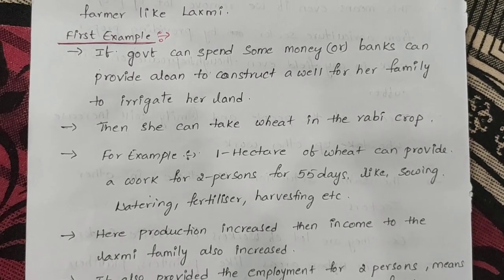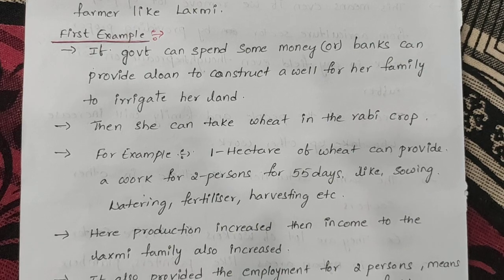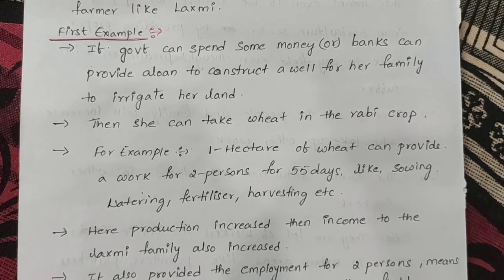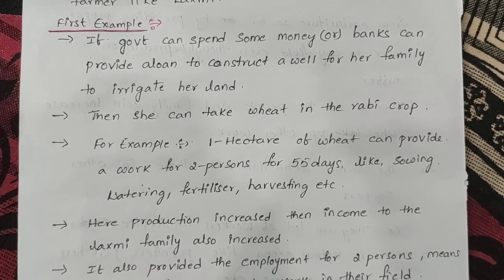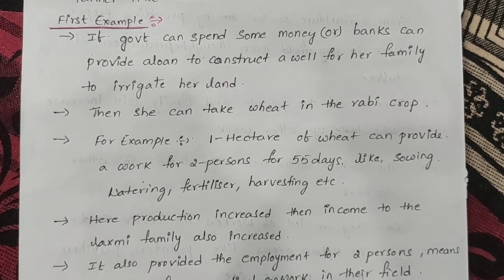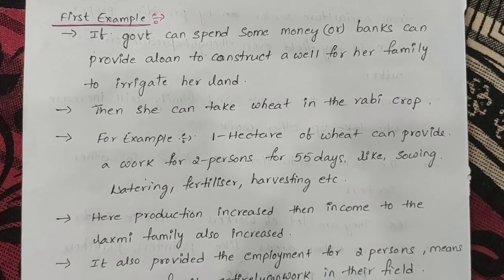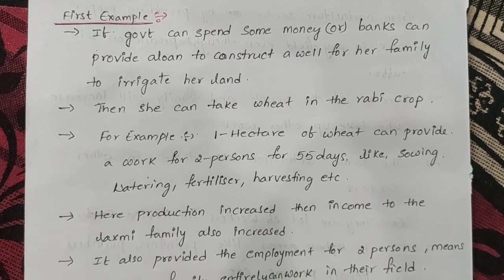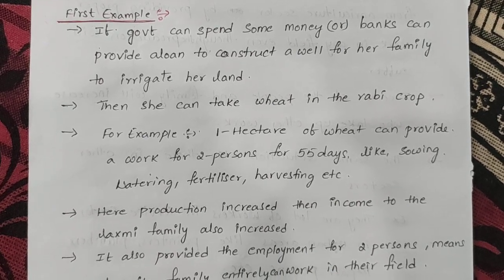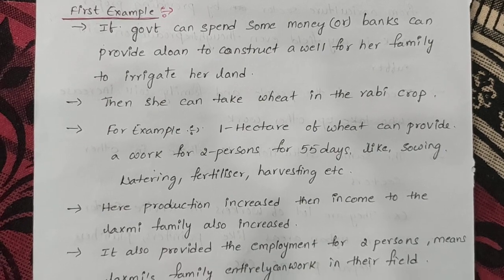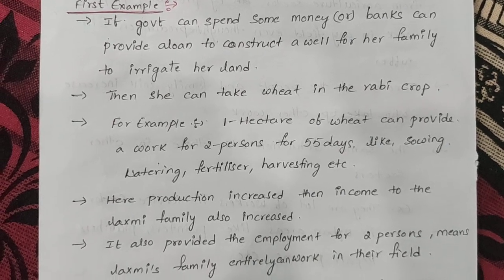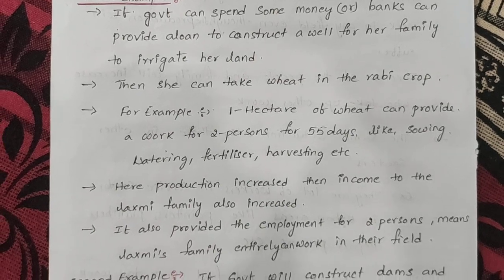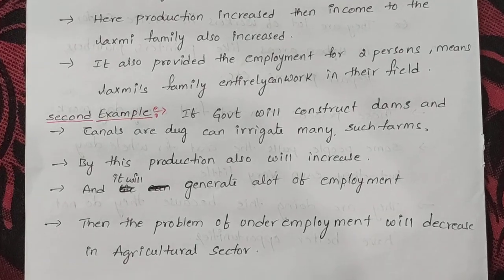By this, what will happen? Previously Lakshmi's family of 5 persons used to work in the same field throughout the year for only a single crop, but now they are working for 2 crops. So the employment will increase in their family and the income also will increase. Okay, right? Let us discuss the second example.